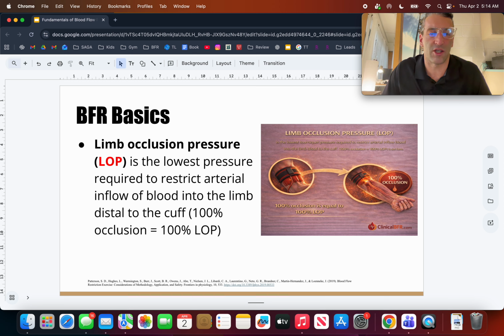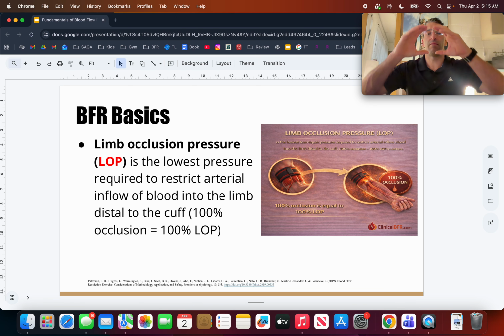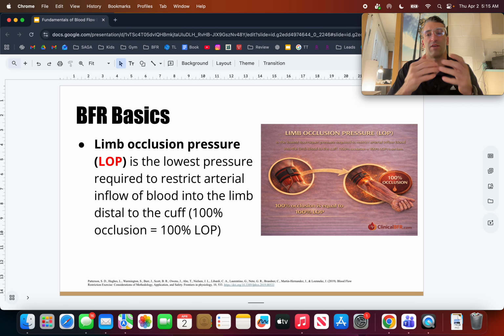Limb Occlusion Pressure, LOP, is a very common vocabulary word used in BFR training. Sometimes in some of our older literature, it'll be referred to as AOP, or arterial occlusion pressure. It's the same thing. LOP is the minimum pressure needed to fully occlude arterial inflow. So that is the minimum pressure we need to stop blood from entering that limb.